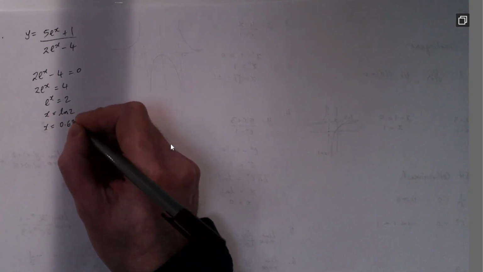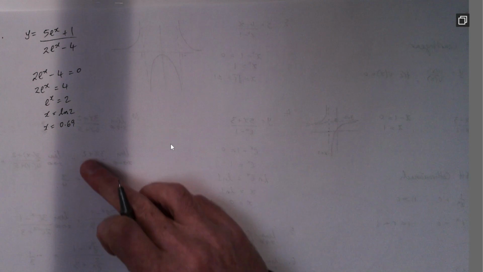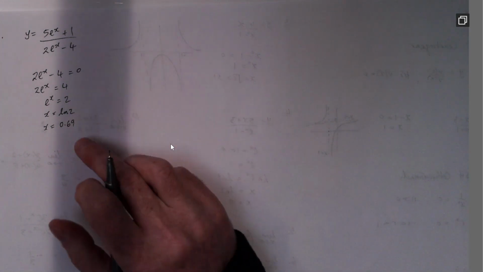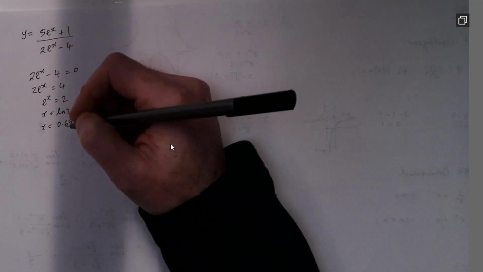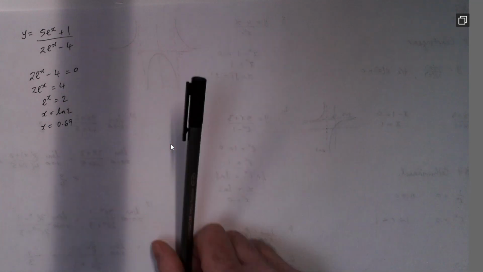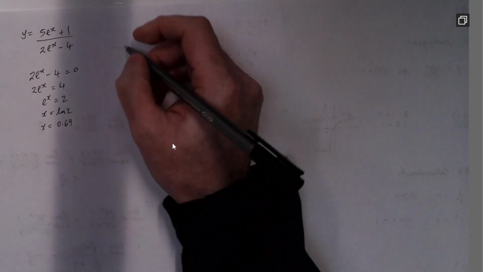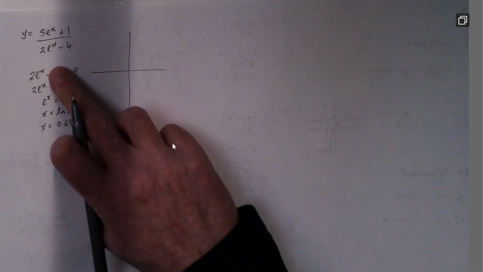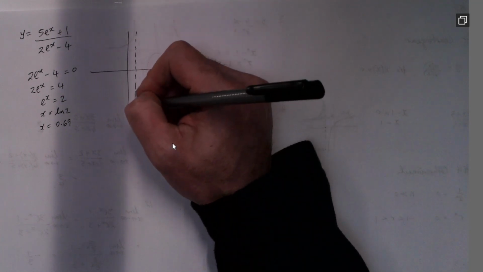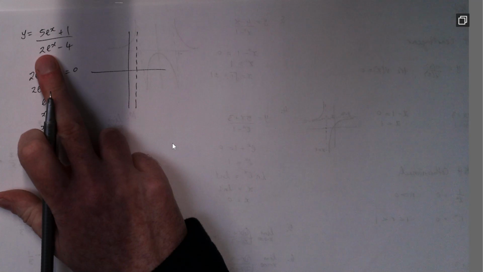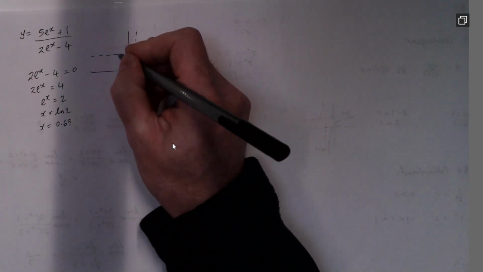Now ln 2 is about 0.69, so on the graph draw x equals 0.69. That would be your vertical asymptote. Now the horizontal asymptote. I'm just going to find the intercept for the sketch. At x equals 0, you have 5 over 2, so the y-intercept is 2.5, so we roughly have the shape.